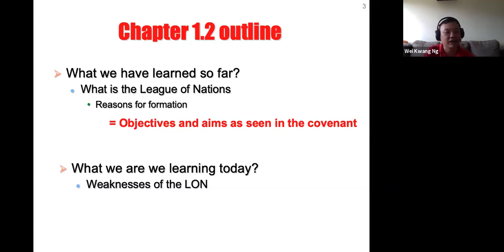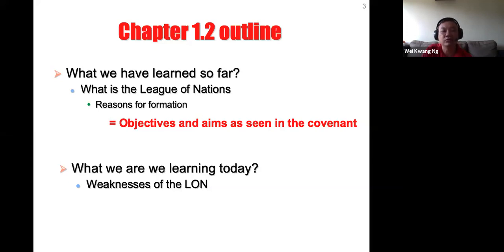And we have highlighted a couple of key things from the covenant. One, the League of Nations was aimed to be a peacekeeping organization. To be a peacekeeping organization, they need to decrease the amount of armament, because the more armed the countries are, the more likely they are to go into war or use violence as a form of solving problems in the world. So they want to cut down on armament.